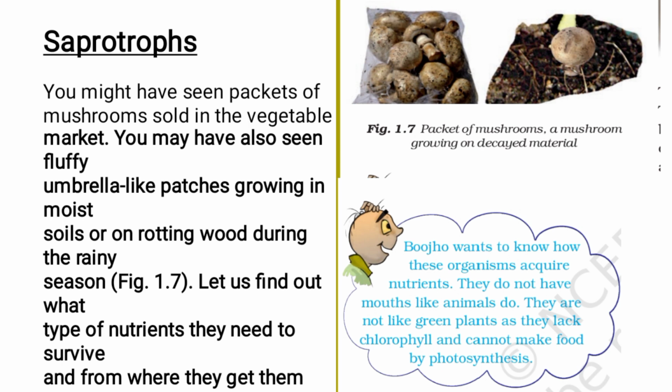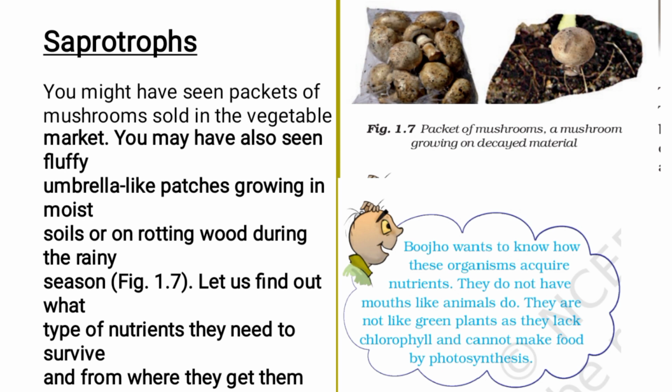Saprotrophs. You might have seen packets of mushrooms sold in the vegetable market. You may have also seen fluffy umbrella-like patches growing in the moist soil or on rotting wood during the rainy season. Let us find out what type of nutrients they need to survive and from where they get them.